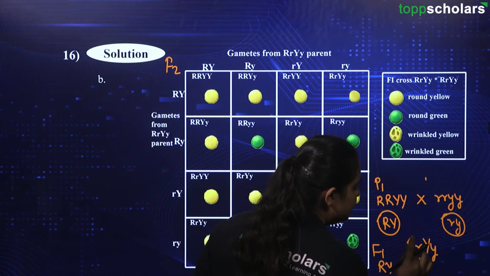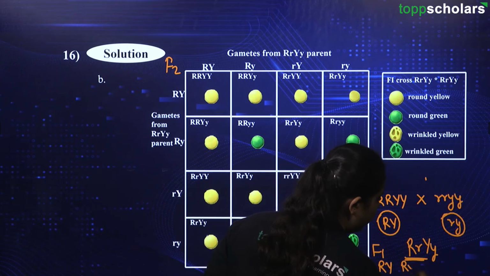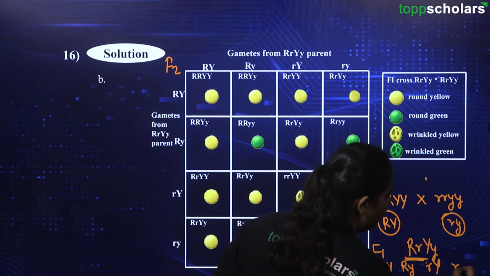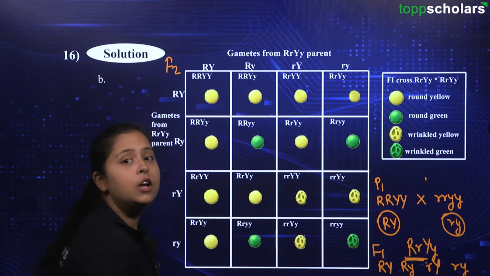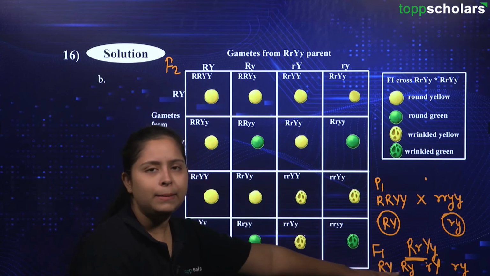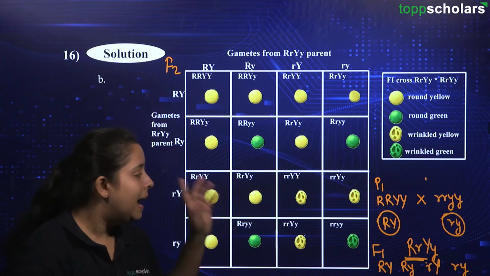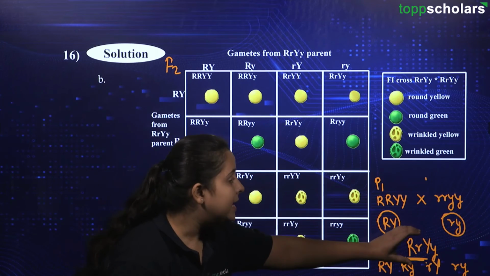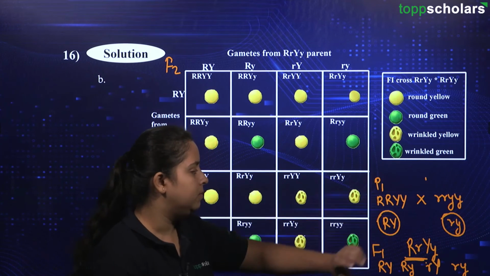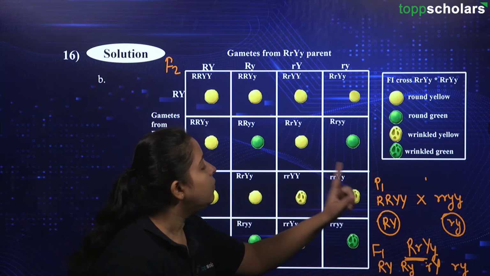Then let's combine this R with this small y. Then we have small r with capital Y and small r with small y. So now we have 4 types of gametes that could be formed from the F1 progeny. Hence we said that this progeny is different from this progeny, even though the phenotype is same.